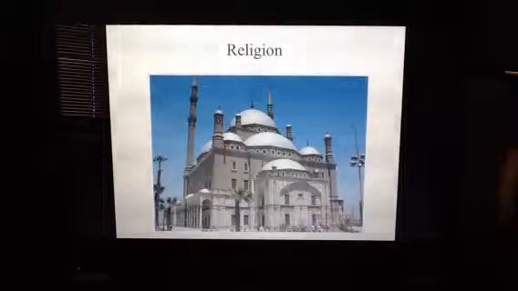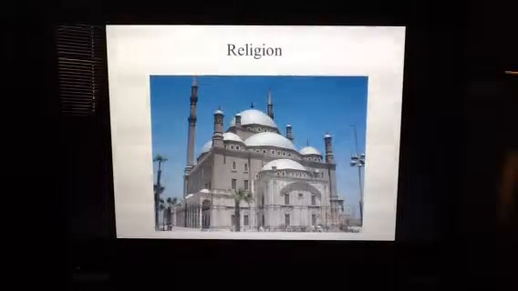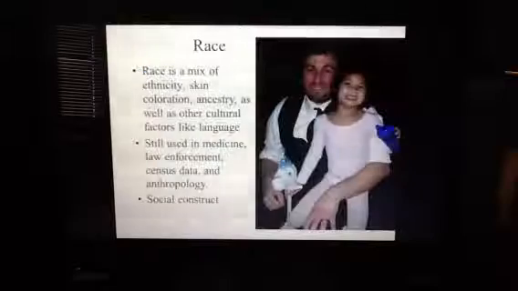Religion, we'll talk a lot about religions. This is a Muslim mosque, but this is a holy site, a sanctuary for Muslims.